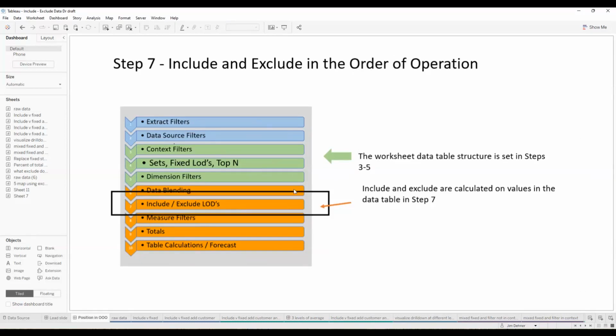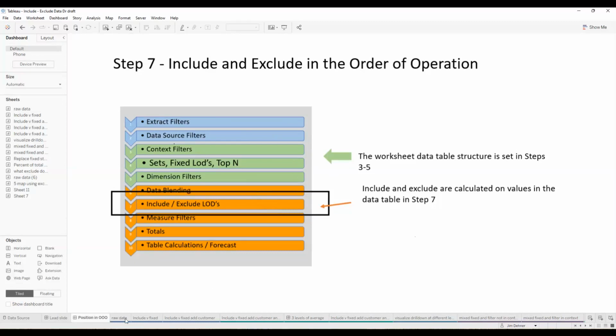Include and exclude are down here in step 7, and it's in steps 6 through 10 that we're no longer working with the structure of the data table, we're working with the values that are in the data table. So include and exclude pertain to the values that are in the data table, and literally include refers to data that's in the detail table, but not necessarily in the summary table or the table that you see. Exclude pertains to data that is in the summary table that you don't really want to use in your analysis.